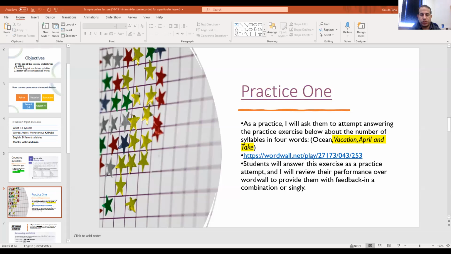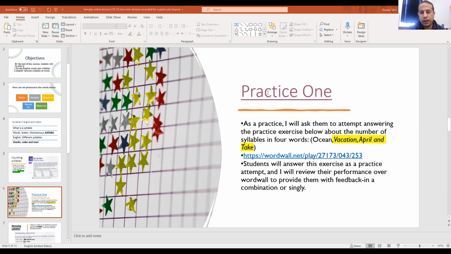Here we have 3 words, and I need you to tell me how many syllables are in the word "ocean". Okay, someone says 1. Is it correct? No. What do you think? It's 2 syllables. Ocean, 2 syllables. Let's go to the next one. How many syllables do we have in "vacations"? What do you think? Is it 4? No, it's 3.